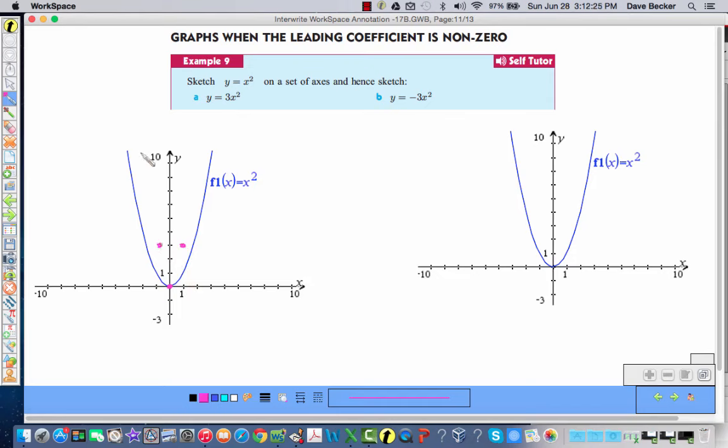That is enough to sketch this. That's all we really need, yes? You could do a couple other points, it just makes it thinner. And then negative, well, it's the same thing, right? It just flips over the x-axis. The negation makes it open downwards. And notice I went down to (1, negative 3) and (negative 1, negative 3). And there we go. Okay? No big deal.